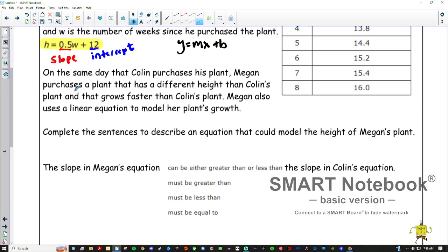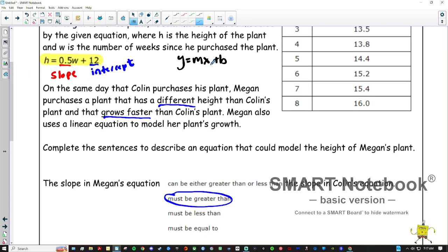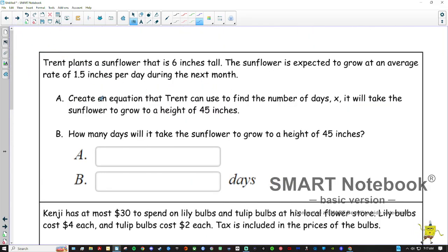If we keep reading, it says, on the same day, Megan purchased a plant that has a different height, and it grows faster. Okay, so growing faster means she must have a greater slope in her equation. And the intercept, the start, is different, a different height. So since it's different, it could either be greater or it could be less than. And that's it. We knew this entire problem just by doing our y equals mx plus b. Okay.